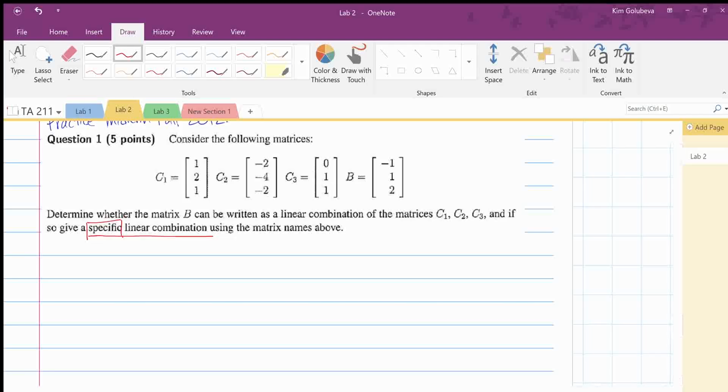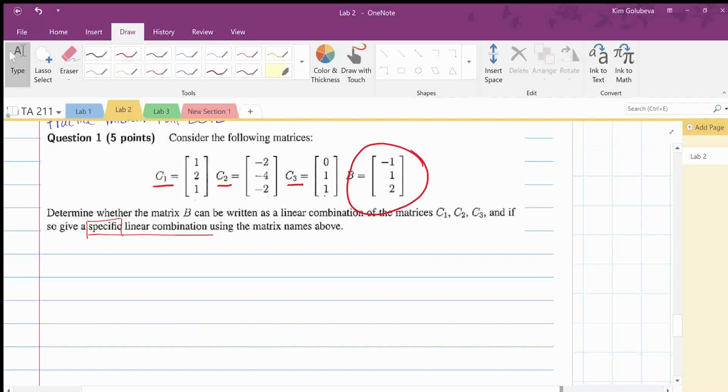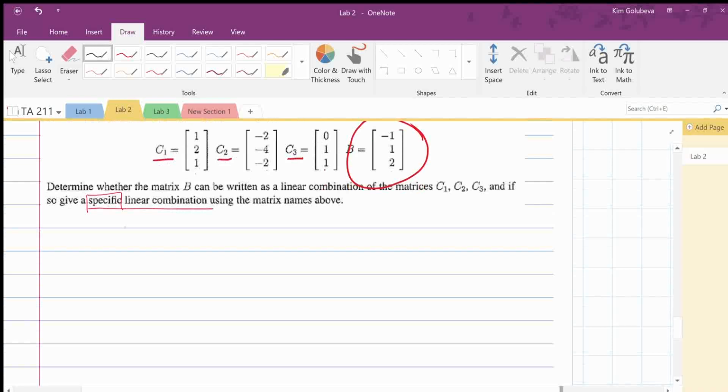So this last question is asking about linear combinations. So a linear combination, in this case, is essentially saying that you can take these three columns, or some sort of multiple of these columns, and you'll end up with B. So written in another way, it would be something like C1 plus C2 plus C3 equals B.